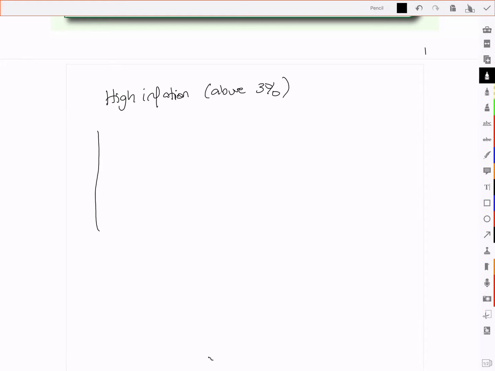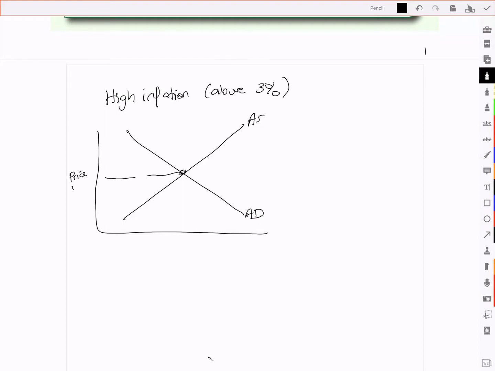Well, if we have too high of inflation, here's aggregate demand, here's aggregate supply, here's the price level, and let's say that this price level is 103. So that tells us there's been 3% inflation since the base year, and we want to get that down. We need aggregate demand to increase or decrease. Well, we need aggregate demand to decrease to get those prices down.